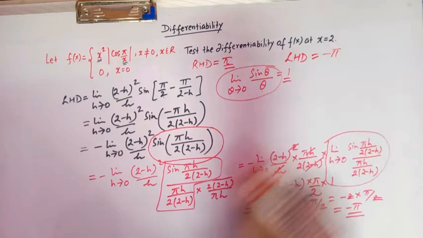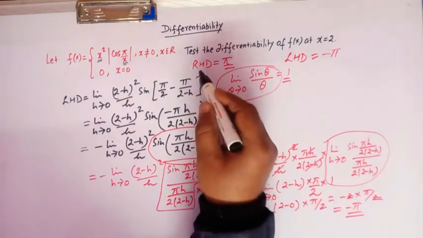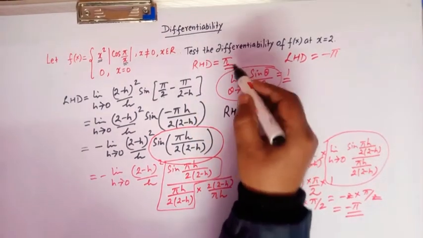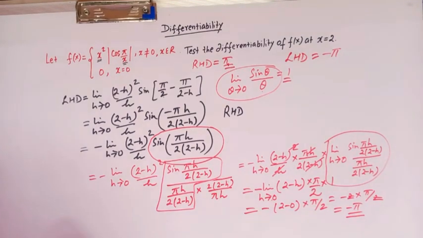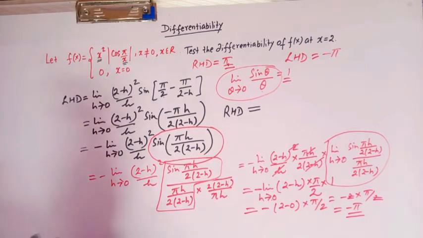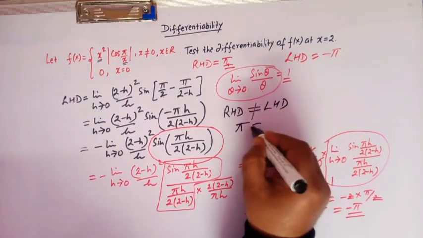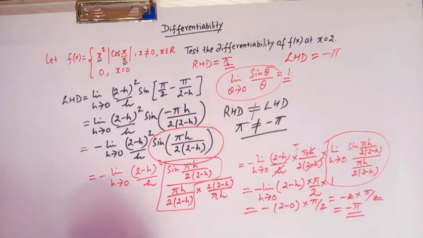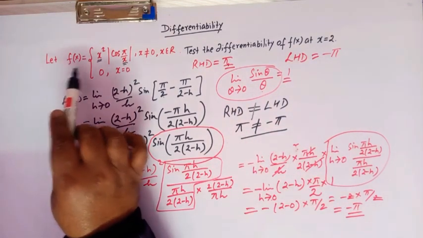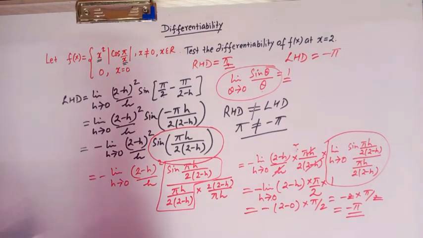And this is quite clear that the right hand derivative is pi and left hand derivative is minus pi, and both the derivatives, that is right hand derivative and left hand derivative, are finite and they exist, but they are not equal, right? So pi is not equal to minus pi, hence we conclude that this function f of x, which is defined by this expression, is not differentiable at x equal to 2, right?